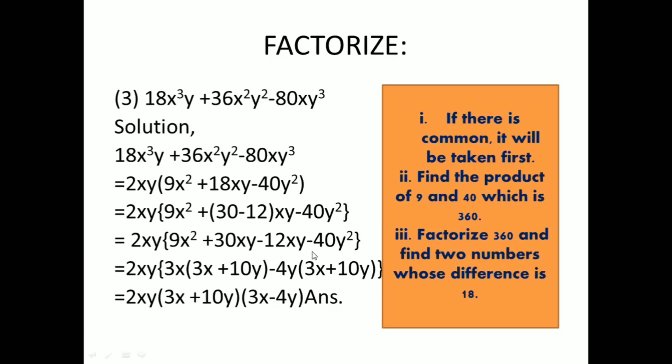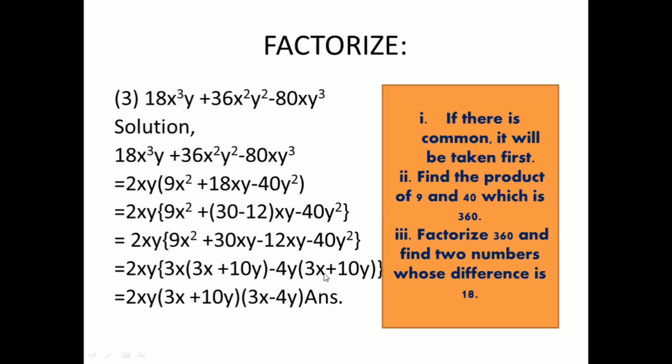There are four terms now. Now take 3x common, then 9x square leaves 3x. Here 10y is left, and here take minus 4y common. 4 3s are 12, so 3x is left there. The minus common is gone, then 4 10s are 40, so y is left there, and close the bracket. Now write 3x plus 10y.